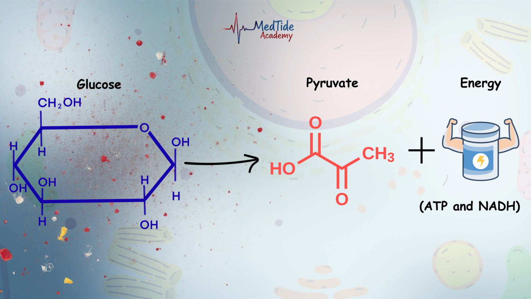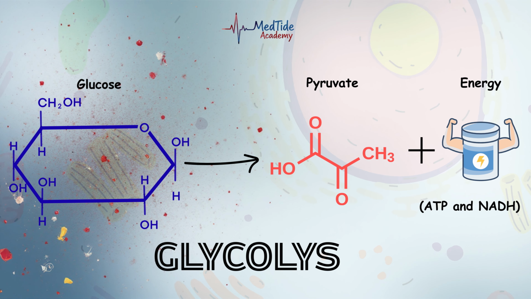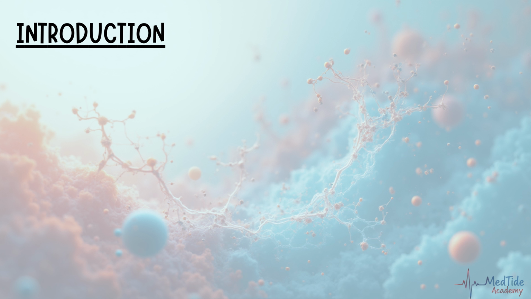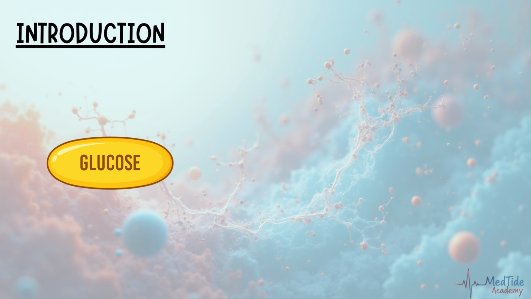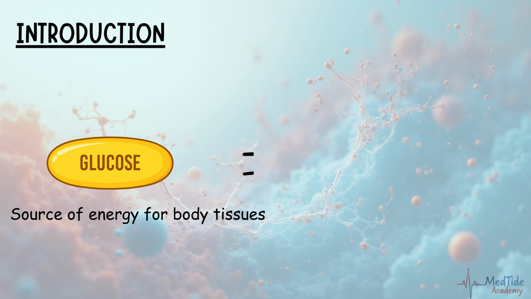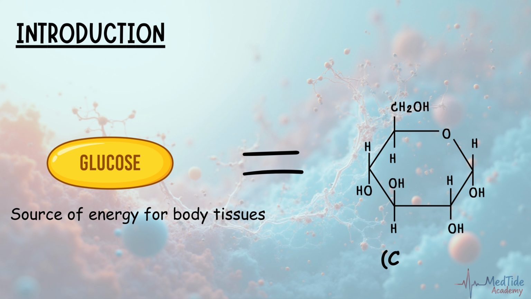In this video we will be walking through the process of glycolysis. By way of introduction, glucose is a type of sugar that serves as a preferred source of energy for most body tissues. Glucose is a complex molecule containing 6 carbon atoms, 12 hydrogen atoms, and 6 oxygen atoms, and it stores energy in its chemical bonds.